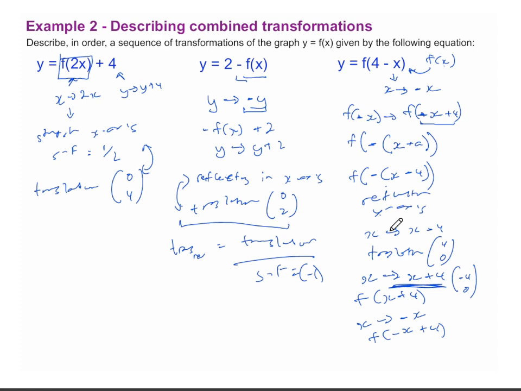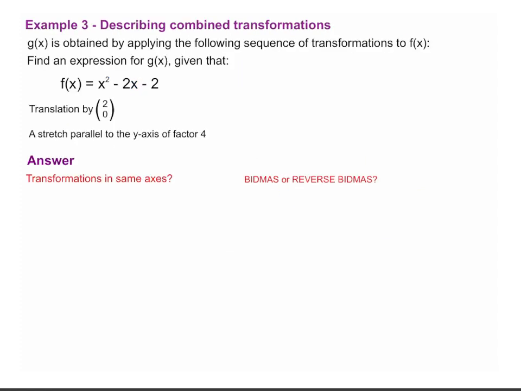Okay? That's example 2. Example 3. g of x is obtained by applying the following sequence of transformations to f of x. Find an expression for g of x given that f of x is this, and these two transformations have been applied. So translation by 2, 0, meaning x is becoming x minus 2, which means it's moving to the right by 2 units. And then a stretch parallel to the y-axis of factor 4, meaning y is becoming 4y.